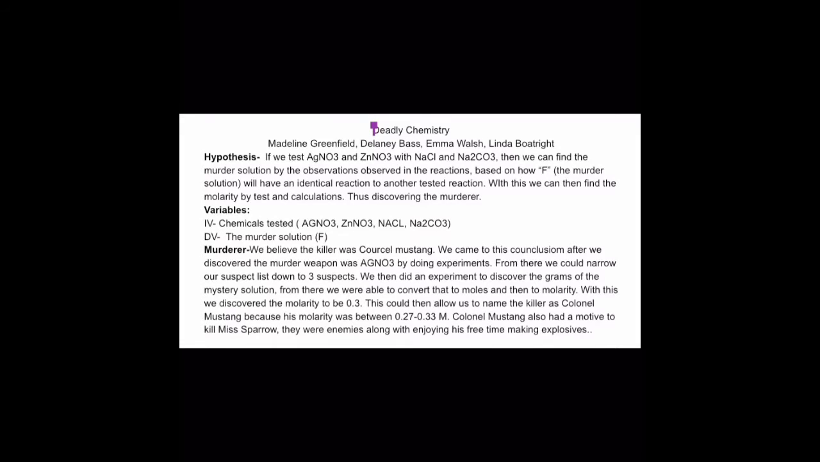The independent variable in our experiment were the chemicals tested: AgNO3, ZnNO3, NaCl, and Na2CO3. The dependent variable was the murder solution F. Procedure: first, take the murder solution F off of the table and bring it to your station. Second, use the given chemicals at your station to figure out the chemical in the murder solution.